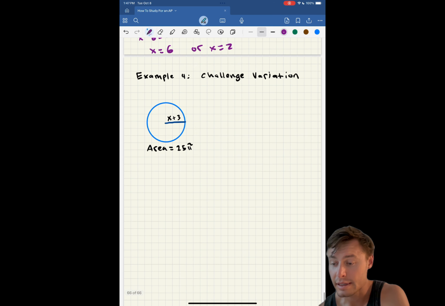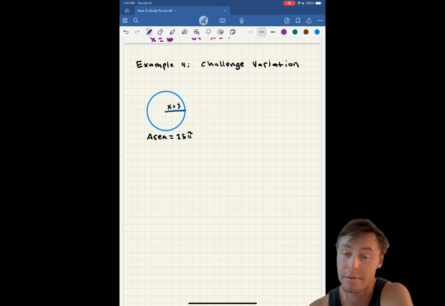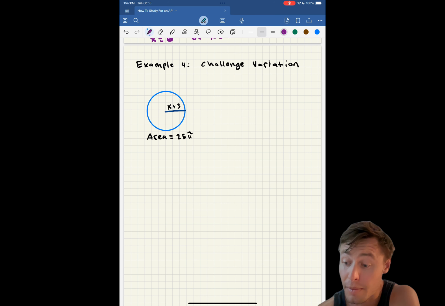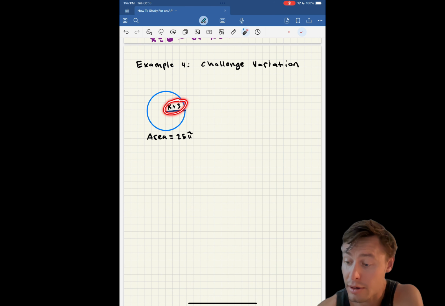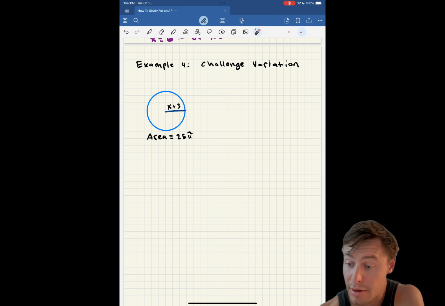In our fourth example, we have a real life situation, not a real life, it's a geometry situation that involves a quadratic. And why is that? Well, we're trying to figure out what x is, right? We don't know what the radius is. It's in terms of x. The radius is x + 3. So I can say that my radius is equal to x + 3.